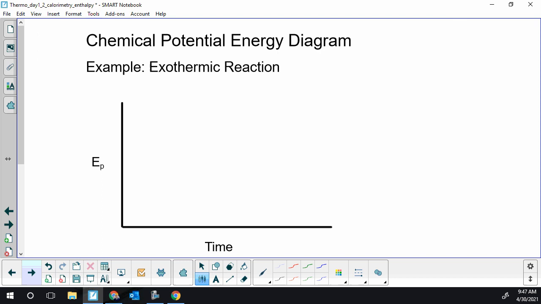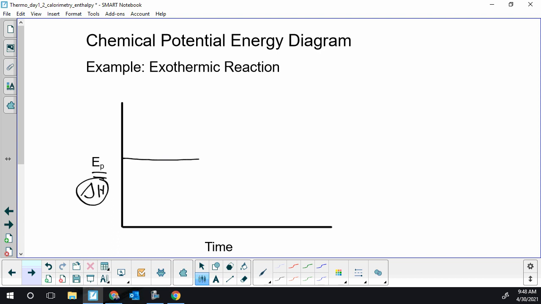Last slide before you're going to practice. A chemical potential energy diagram really shows this out and in, and we're going to come back to these a lot later, but I want to introduce them right now. In the example we just did, we're going to look at potential energy, which is a proxy for our change in enthalpy. We're going to see that from beginning to end versus time.